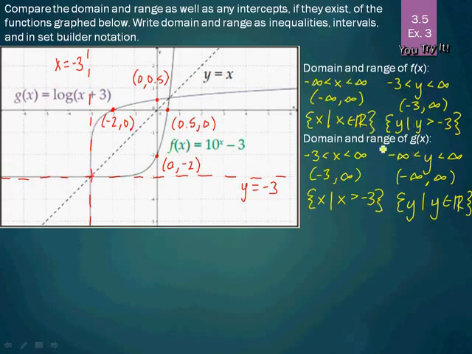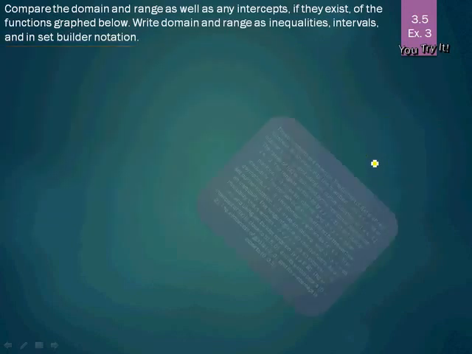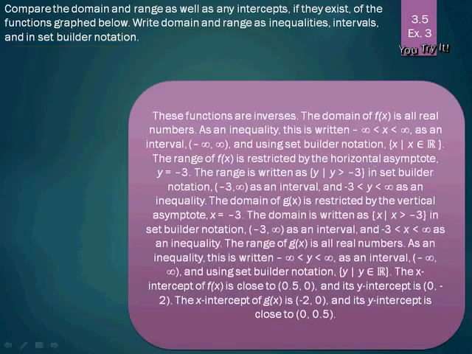And so we can go ahead and summarize our answer. These functions are inverses. The domain of f of x is all real numbers. As an inequality, this is written -infinity is less than x is less than infinity. As an interval, -infinity to infinity. And using set builder notation, the set of x's such that x is in the real number set. The range of f of x is restricted by the horizontal asymptote y equals -3. The range is written as the set of y's such that y is greater than -3 in set builder notation, -3 to infinity as an interval, and -3 is less than y is less than infinity as an inequality.